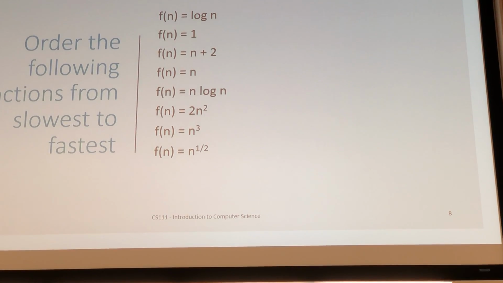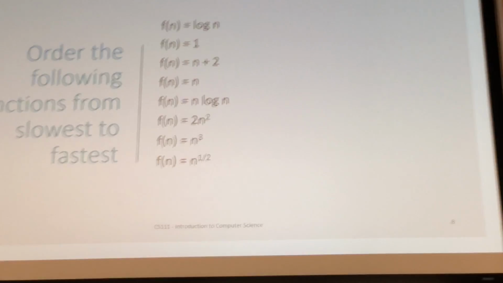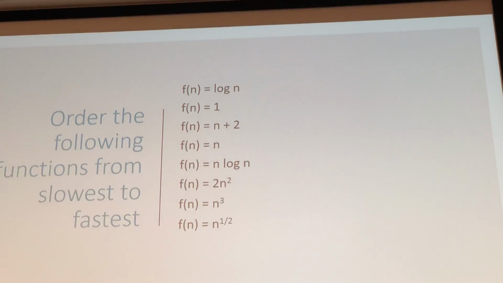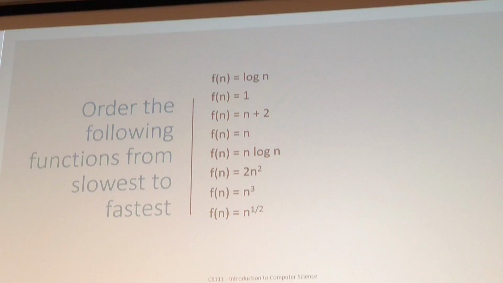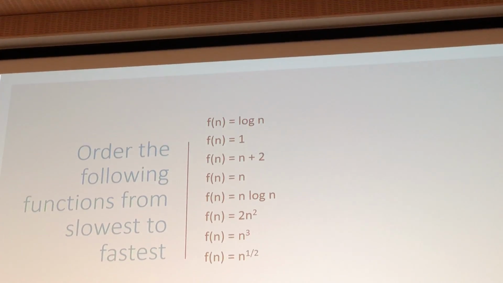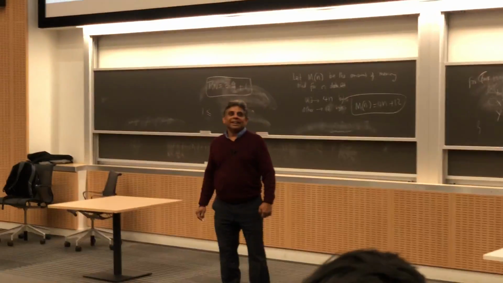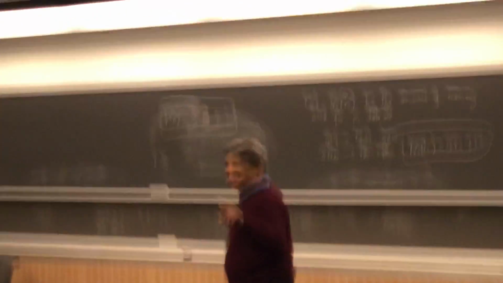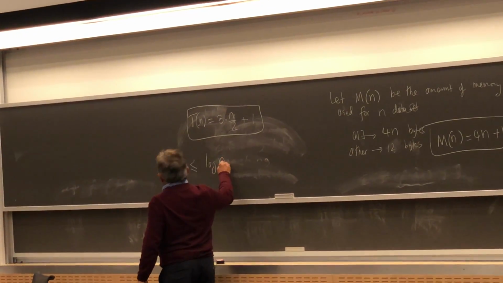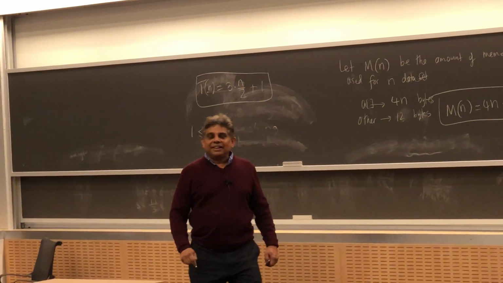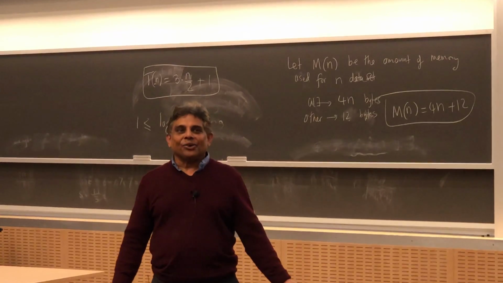Okay, so which one goes first? What is the smallest guy? 1 is the smallest guy, right? So we write 1 as the smallest. What's the next smallest here? Log of n. It's not n, right? Log n, okay. Log n, right? What's the next one? What about square root of n? Where does that go?